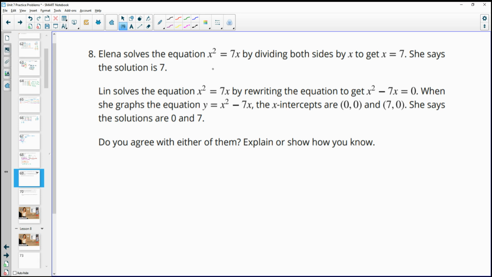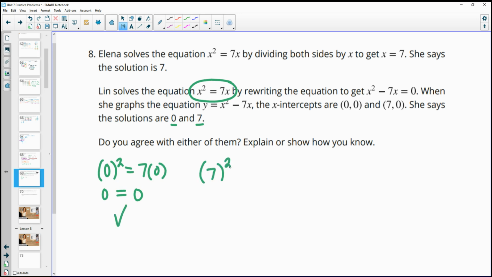So you can plug these in, right? You can take these two solutions and plug them into here. So we could do 0 squared. Does that equal 7 times 0? And you get 0 equals 0. So this is a solution. And then you could plug in 7. So 7 squared, does that equal 7 times 7? And you get 49 equals 49. So that is a solution. So we know that Elena is wrong because she's missing a solution.